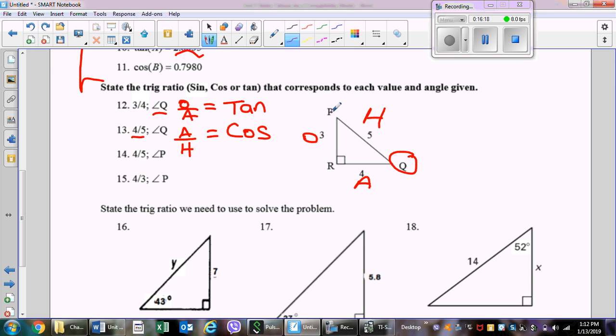Okay, so I want you guys to do this too, but now your point of view is going to change. Now you're looking at it from P, which this becomes the O and this becomes the A for P. So when it says 4 over 5, I'm looking at OH, right? What is that? 4 over 3, I'm looking at it OA. What is that? Okay, so just do those two.